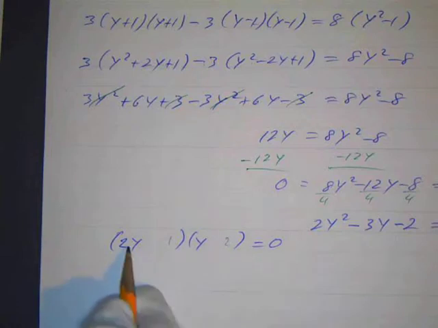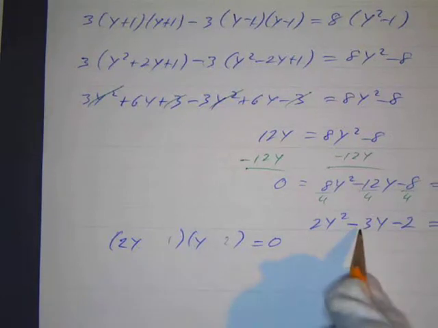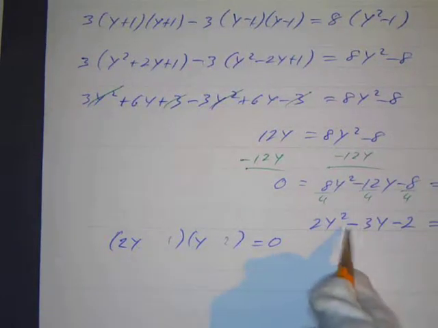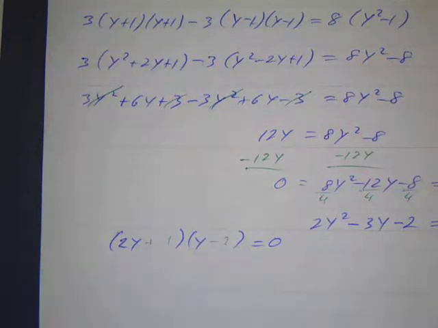Now, 2 times 2 is 4, and 1 times 1 is 1, so I've got 4 and 1. That's going to give me my 3. I want to make sure I end up with a negative 3, so if I can put a little negative over here and a positive there, let's see if that works before I write it in.